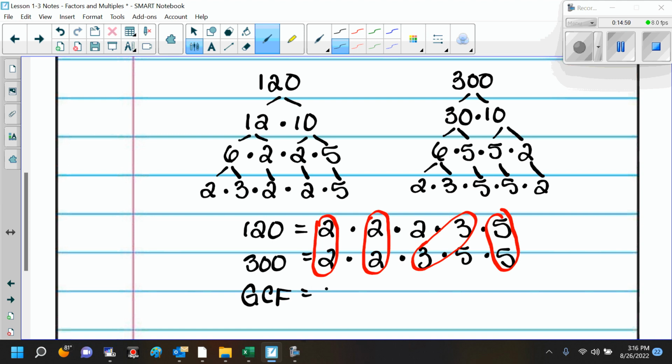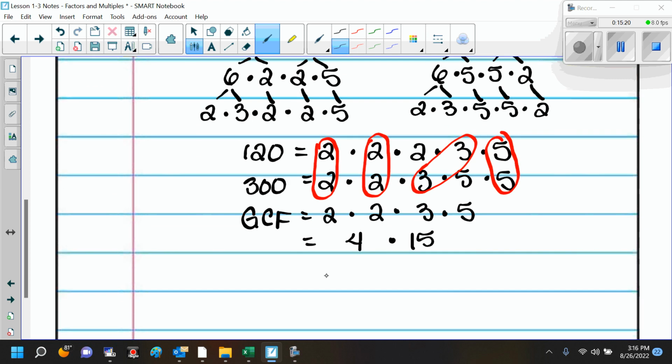So now, to get the greatest common factor, we're going to multiply what they have in common. So we're going to multiply 2 times 2 times 3 times 5. So 2 times 2 is 4. 3 times 5 is 15. And 4 times 5 is 60. So my greatest common factor is 60.